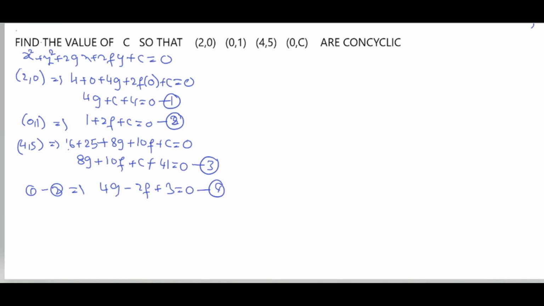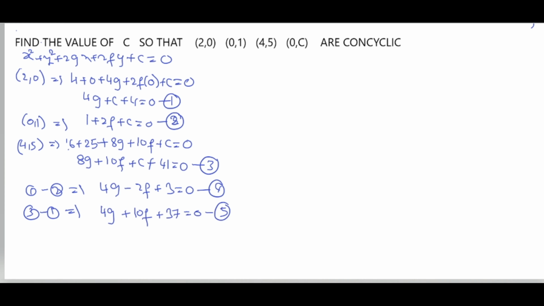This is the fourth equation. Third equation minus first equation. So here is 8g minus 4g, that is 4g; 10f plus 10f, plus c minus c cancelled. 41 minus 4, that is 37 is equal to 0.